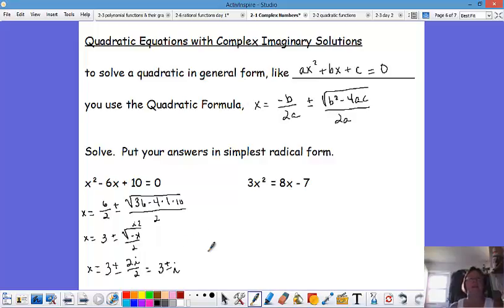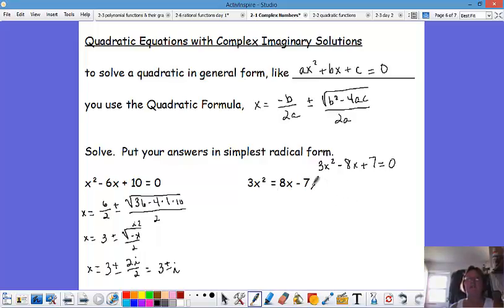Cool, huh? I'm going to ask you to do one more problem like that. I will just caution you though, this one is not set up in the right form yet. So before you begin operating on this, you need to subtract 8x and add 7, and I'm going to do that right out here. So we're talking 3x squared minus 8x plus 7. Just got to move everything over to one side, equals 0. Now we're good to go.